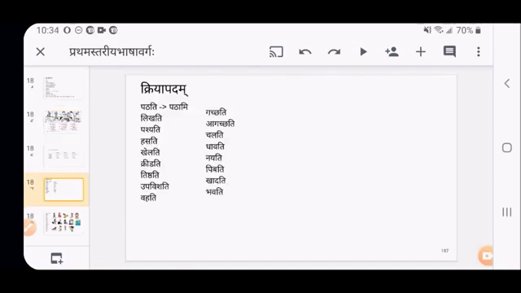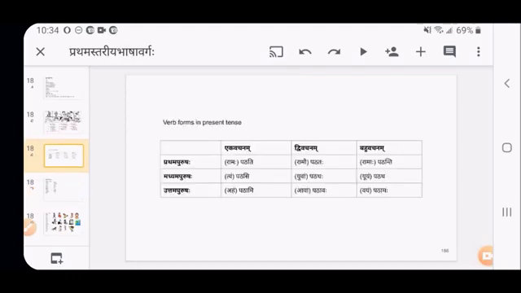So here there is a list of the forms, a list of Kriyapadam, which are listed here, and some conversion is expected here. Like Pathati: what we are trying to do is go from the Prathama Purusha Ekavachana form, which is Pathati, to the Uttama Purusha Ekavachana form, Pathami. So Pathati is used, Pathami is used when it is I, Aham, only Aham.